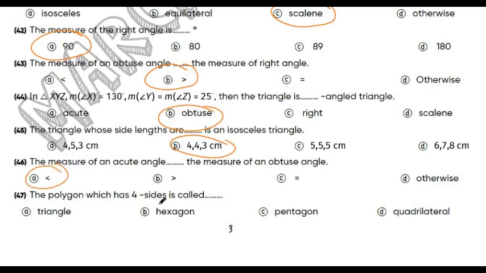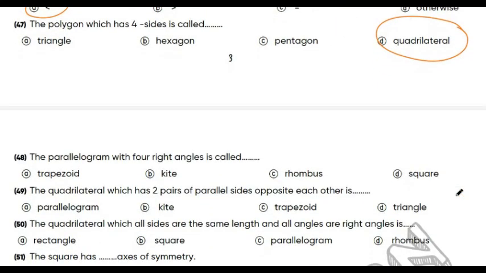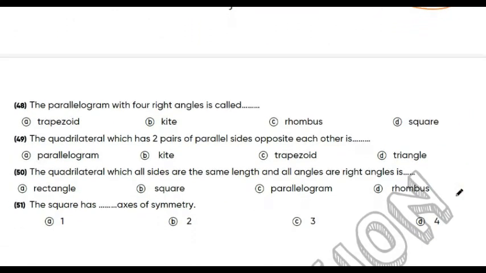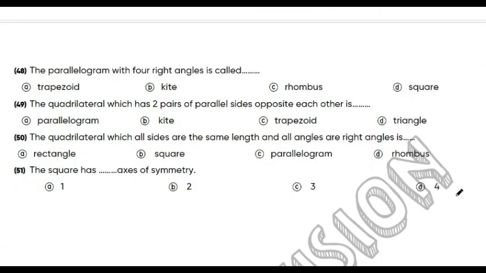The polygon which has 4 sides is called a quadrilateral. The parallelogram with 4 right angles. If we have a parallelogram and it has 4 right angles, so it should be trapezoid or kite or rhombus or square. From this, it is a square, and if it mentions a rectangle, it could be a rectangle.